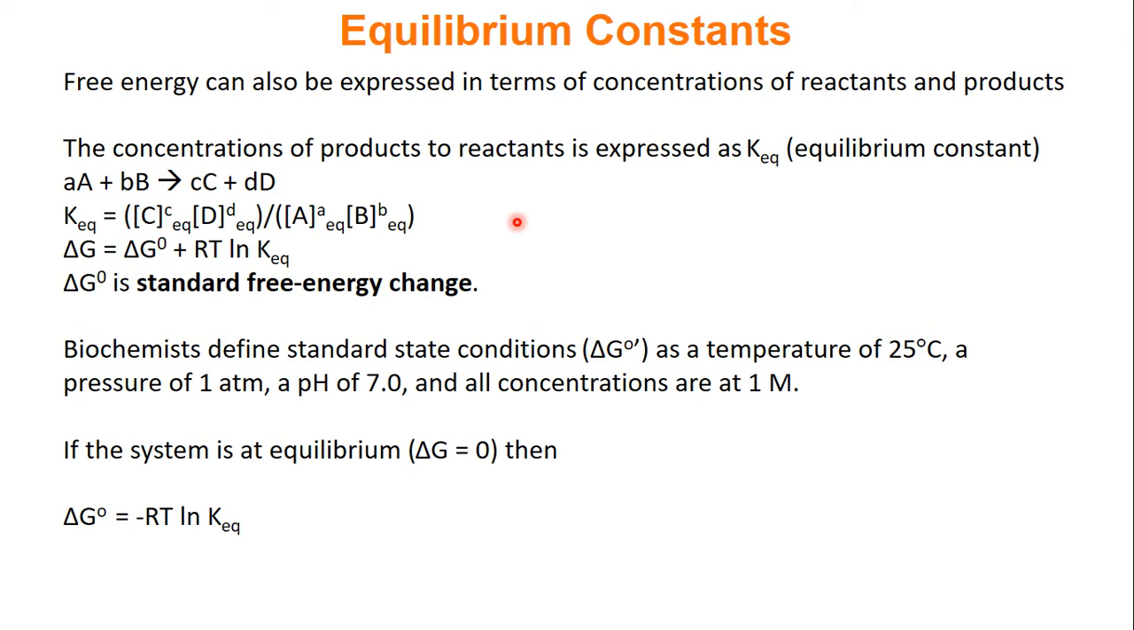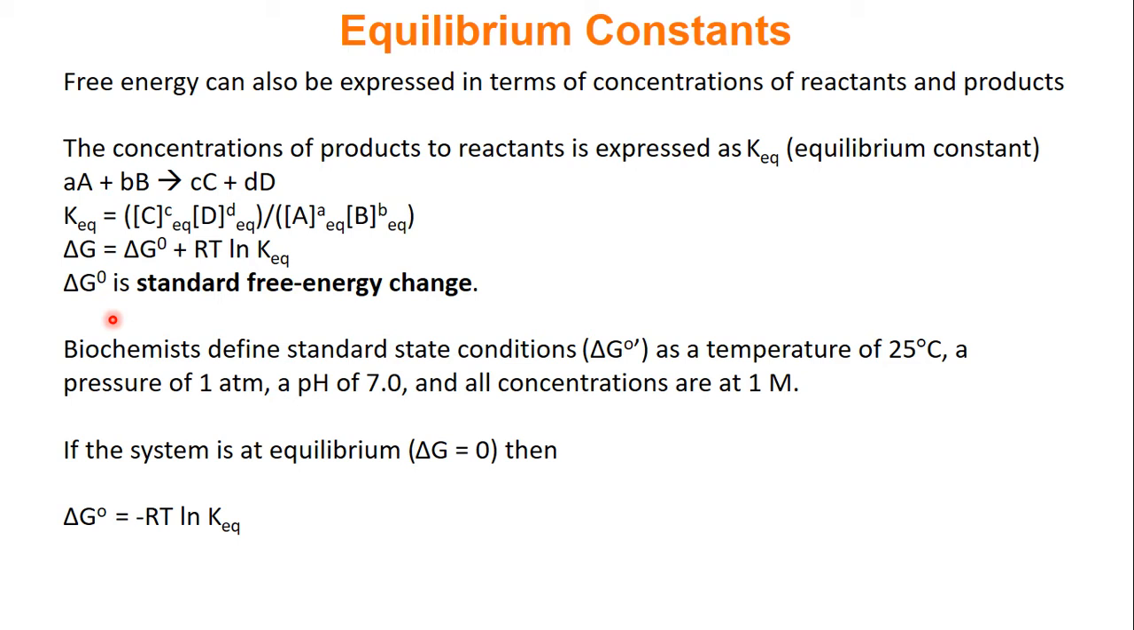And when we talk about free energy and Keq, the change in free energy equals the change in standard free energy plus RT natural log of our Keq. R is our gas constant and T is our temperature in Kelvin. And delta G naught, we call that a circle or naught, is what we call standard free energy, or delta G naught is the standard free energy change.